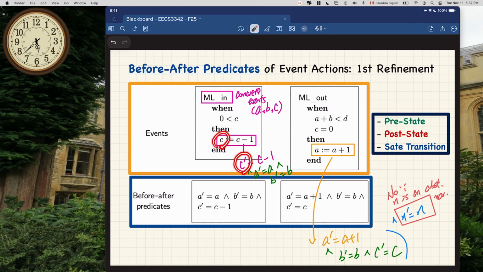So here we only mentioned C. But what about A and B? Anything you don't mention here means they don't change their value. So A and B here simply don't change their value. All right? So that's the before-after predicate. And when we talk later about invariant preservation, we will actually have to use the before-after predicate again. So we'll do that exercise together. Okay?